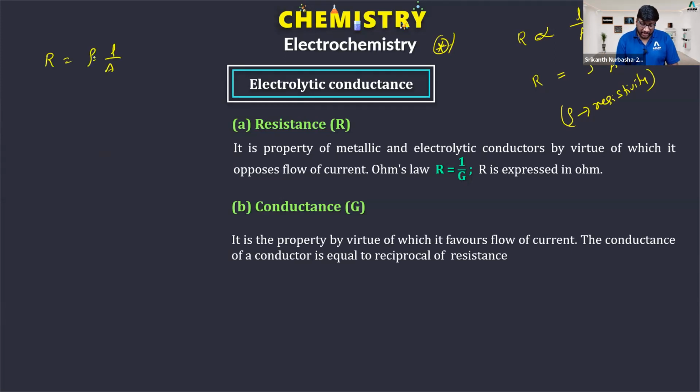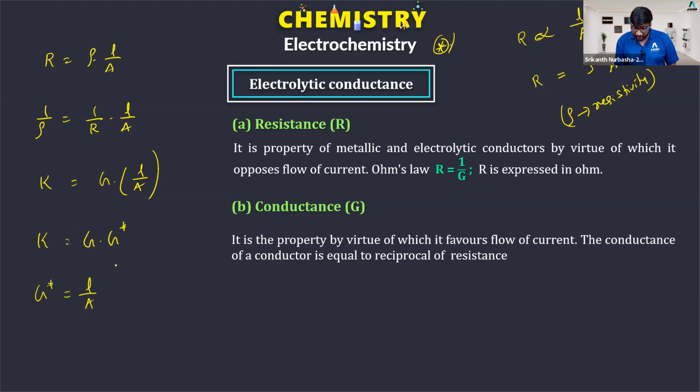I can bring this rho to the other side and R to the other side. 1 by rho is equal to 1 by R into L by A. 1 by rho is nothing but conductivity K. K is equal to 1 by R, which is nothing but G, into L by A. L by A is also known as the cell constant, which is indicated with G star. So K is equal to G into G star, where G star is equal to L by A. That is also called the cell constant.